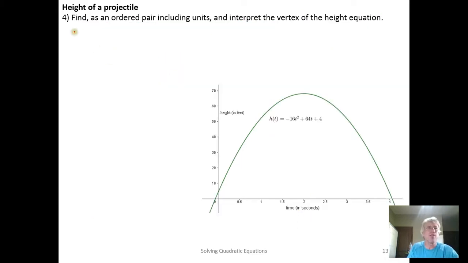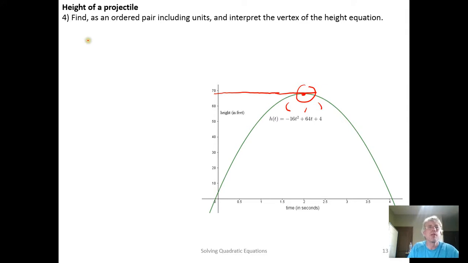Okay, so next it says find as an ordered pair, including units, and interpret the vertex of the model. And what we want to identify is that the vertex of the model is representing the highest point the ball gets. It doesn't get any higher than the vertex. And it looks like we're above 65 here for height, so that's kind of a check on work. We're trying to get the ordered pair that goes right there, but we want to include units.